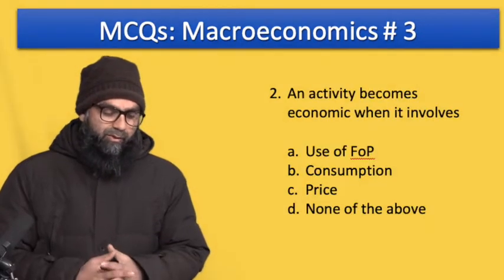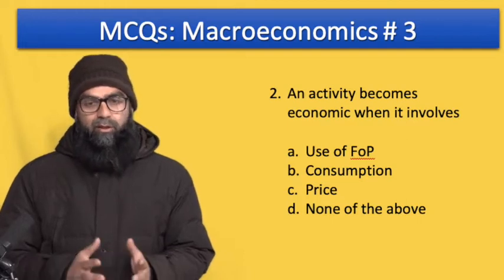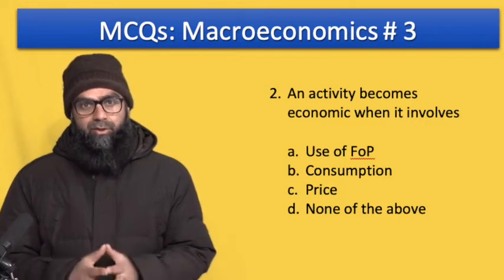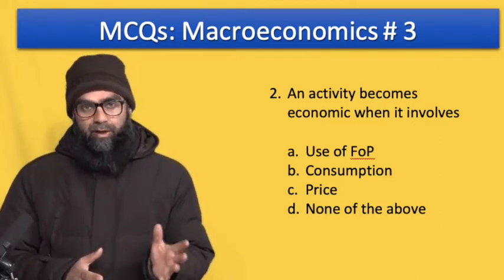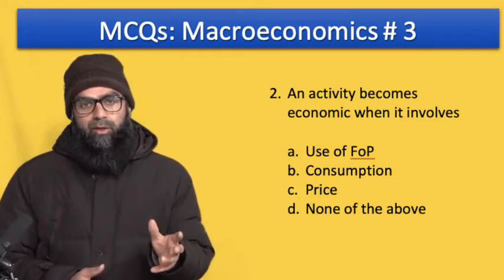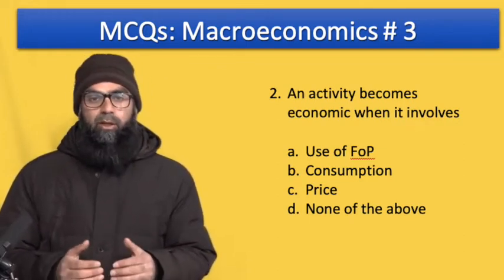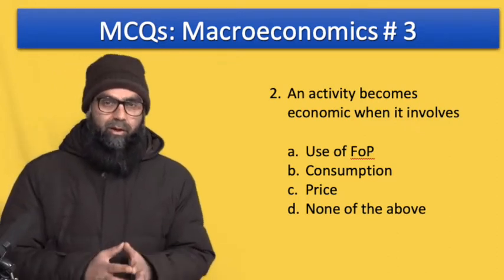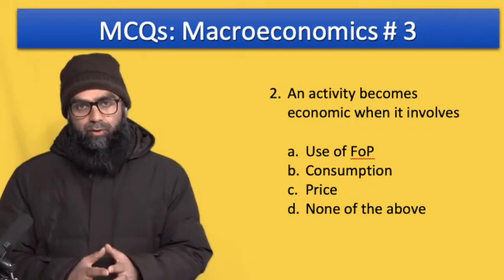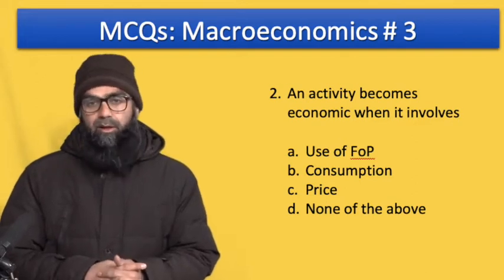Our second question is, an activity becomes economic when it involves. How does an activity become economic in nature? Our options are: use of factors of production, that is, when we use factors of production, our activity becomes an economic activity. If we consume a product, for example, then our activity becomes economic in nature. The third is, if a price is involved, then an activity becomes economic in nature. And the fourth one is none of the above.